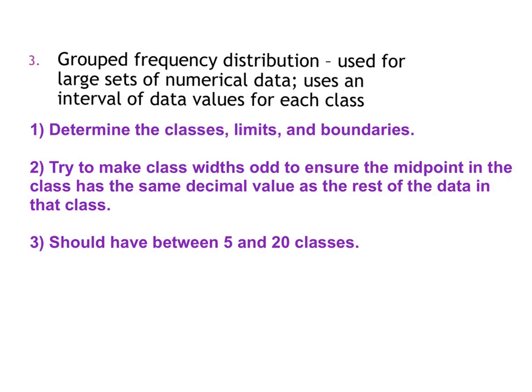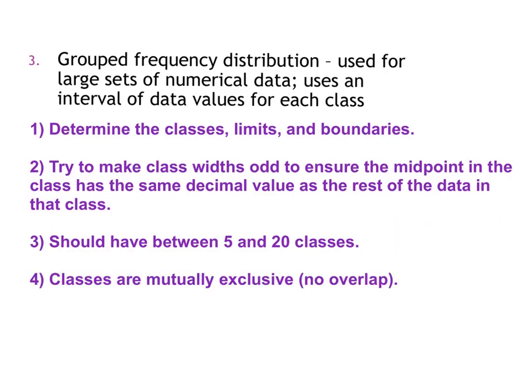More often we're going to have between 5 and 15 classes. Okay. So we're going to prefer 5 to 15. But sometimes it's not possible. Okay? Our preference is between 5 and 15. Again, sometimes it's just not possible.